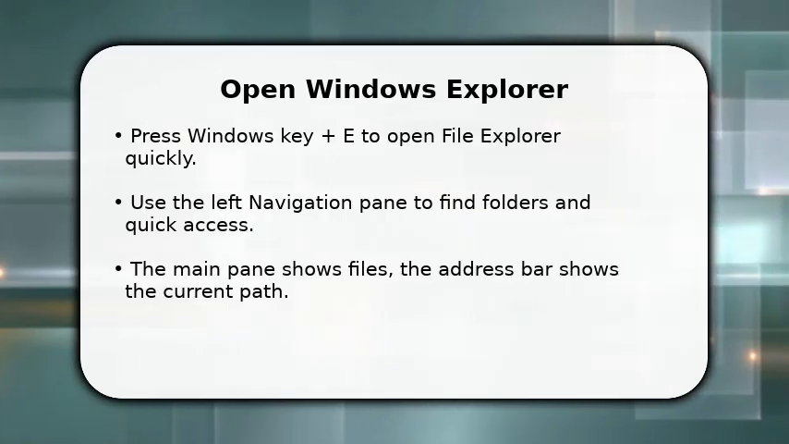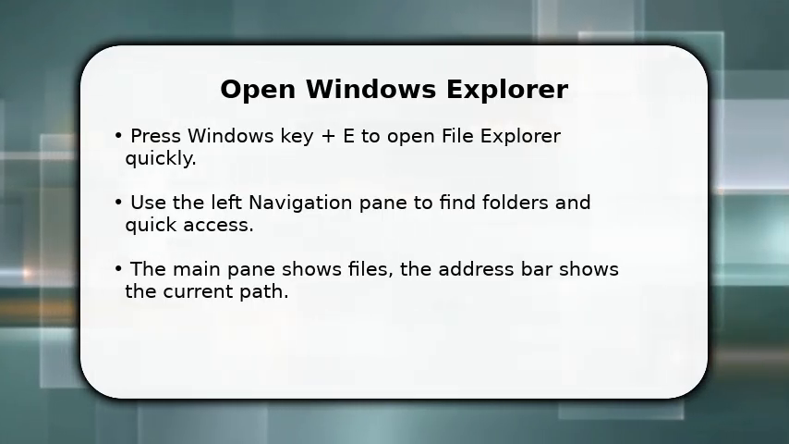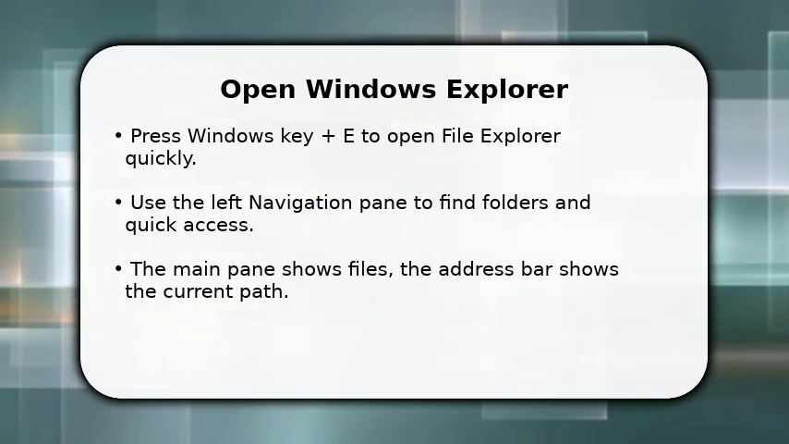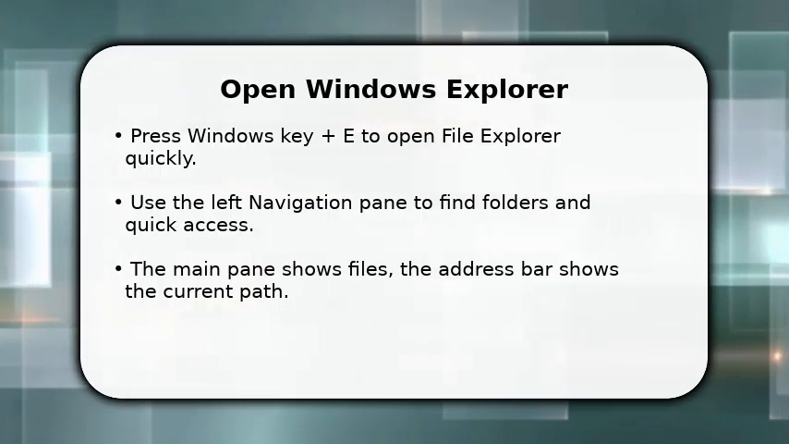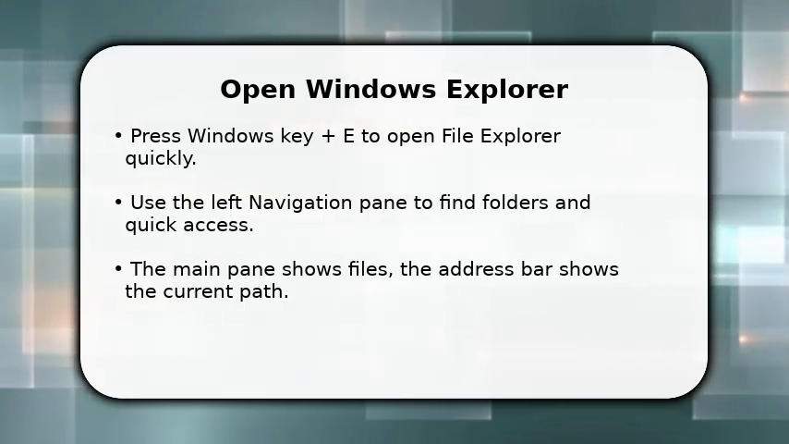Press the Windows key plus E to open File Explorer immediately. The window shows a left navigation pane, a top ribbon, and a main pane. The address bar displays the current folder path as text and clickable segments. Quick Access lists pinned and recent folders for faster opening.